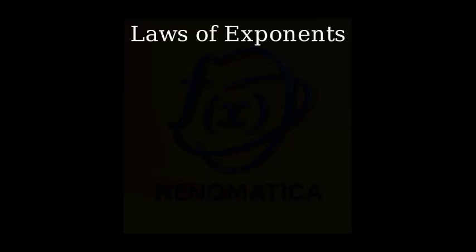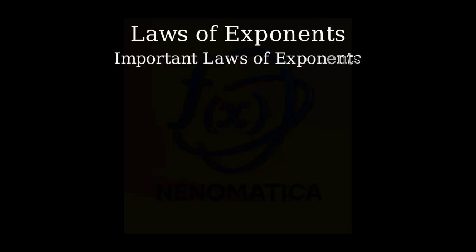Before we dive into specific examples, let's recall the fundamental laws of exponents that we'll need. The first law we'll use is the product rule for exponents, which states that when multiplying terms with the same base, we add their exponents. For example, a to the power of m times a to the power of n equals a to the power of m plus n.